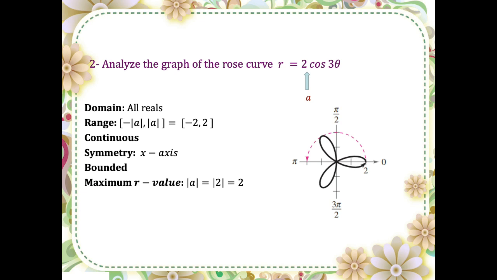Bounded. The maximum r value is the absolute value of a, which is 2. No asymptotes. The number of petals is equal to 3. Since n is 3 and it's an odd number, then the number of petals equals 3.